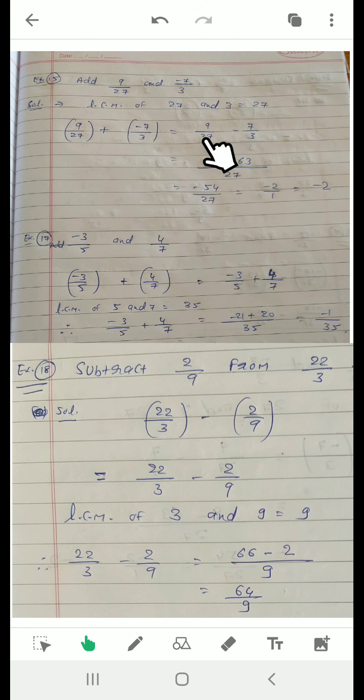Then 27 divided by 27 will be 1. Divide the LCM by the denominator of the number. Listen carefully: divide the LCM by the denominator. So 27 divided by 27 will be 1, and then 1 will be multiplied by the numerator. The numerator is 9, so 1 times 9, you will get 9.